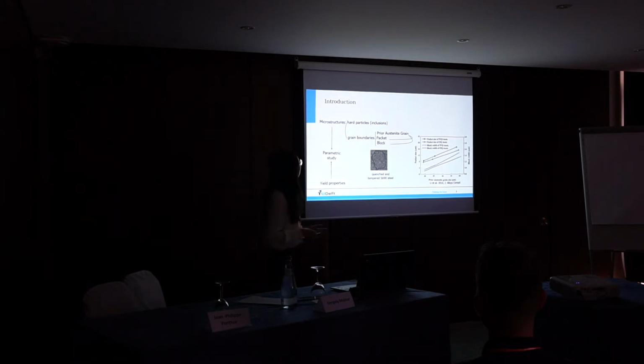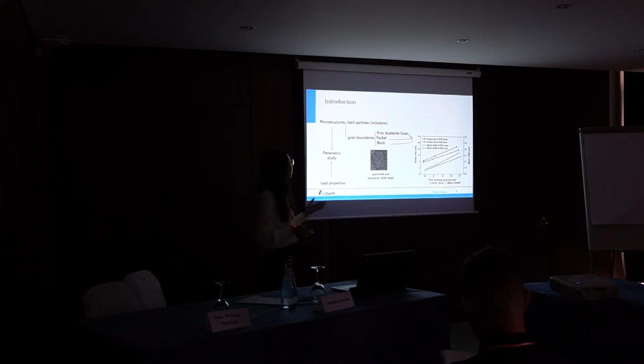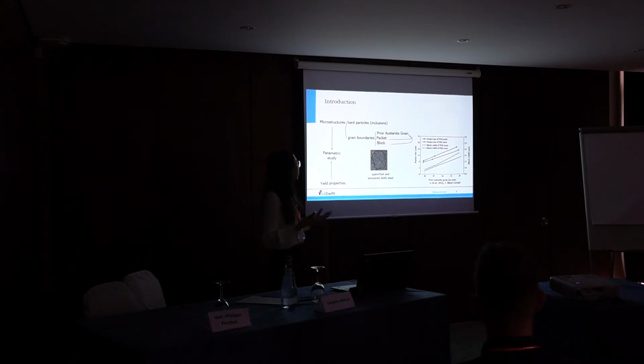There are two microstructures that we are interested in. The first one is hard particles that initiate the brittle crack. For this type of steel, we found that it is the inclusions that initiate the crack. The second microstructure is grain boundaries, which can act as resistance to microcrack propagation.